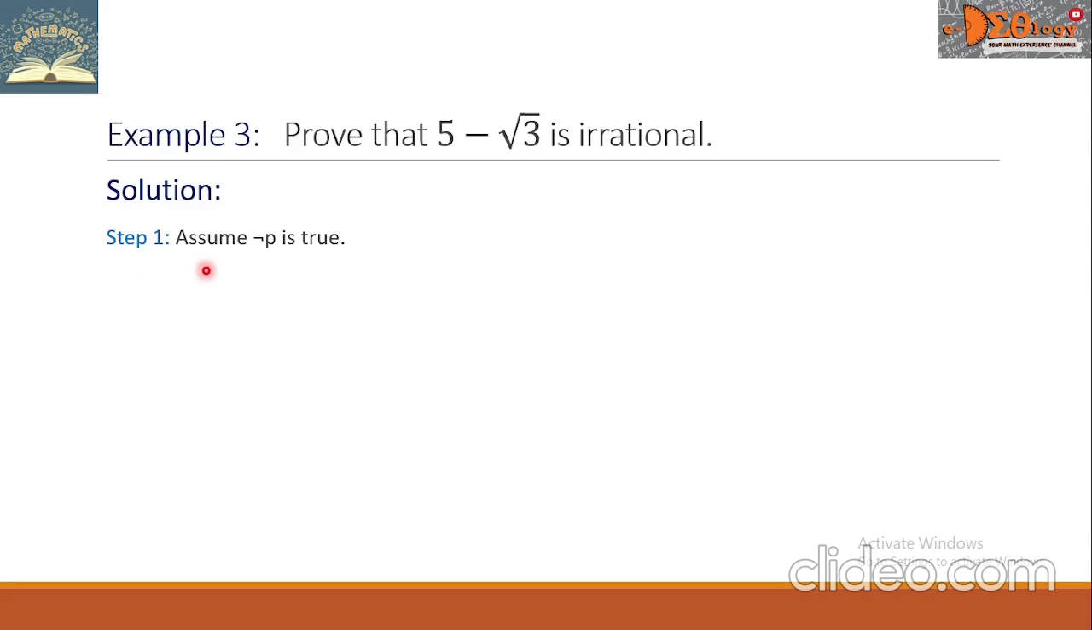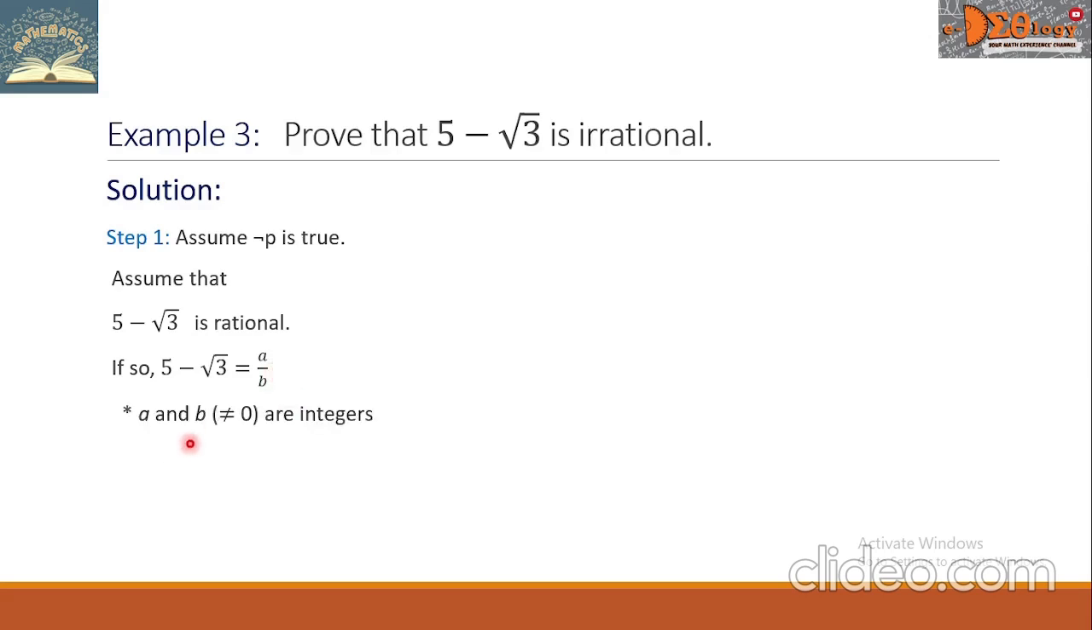Step 1, we assume that not P is true. It means we're going to assume that 5 minus the square root of 3 is rational. If so, 5 minus the square root of 3 equals a over b, where a and b, with b not equal to 0, are integers. Also, the fraction is in lowest terms. In some books, they say that a and b are coprime. Now step 2. Let's find a contradiction.